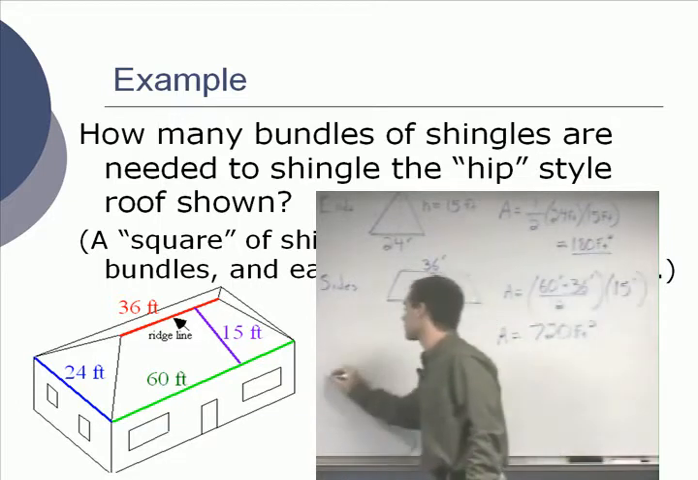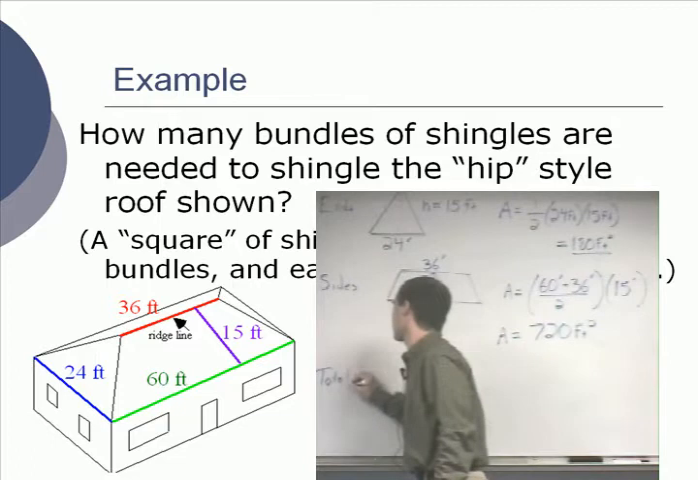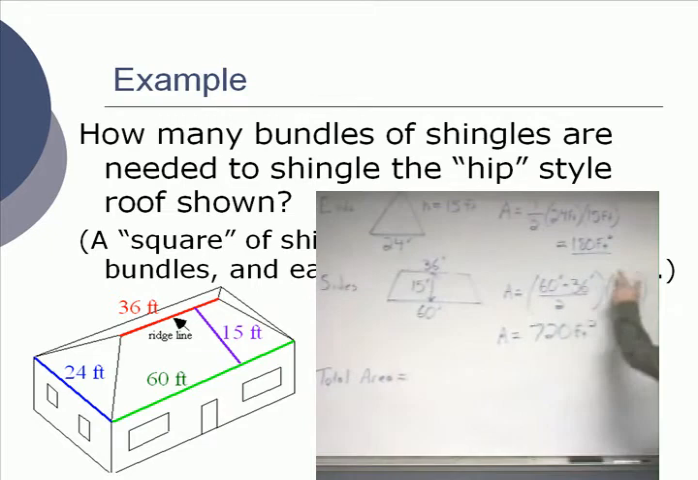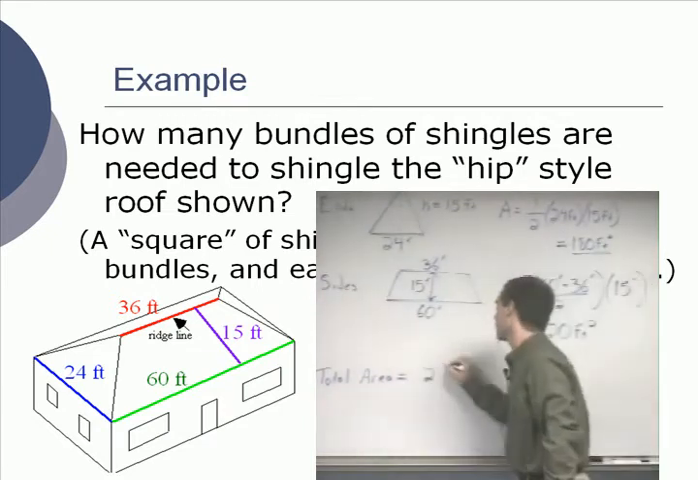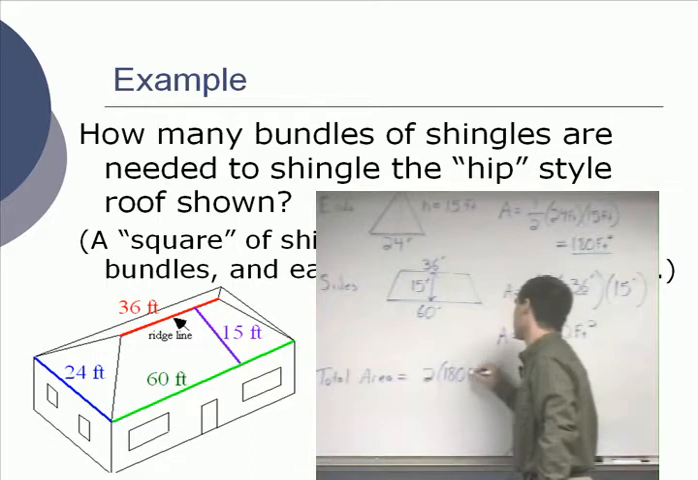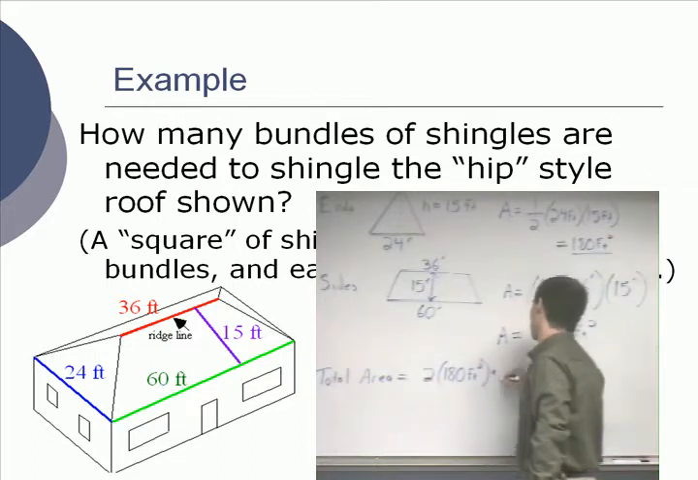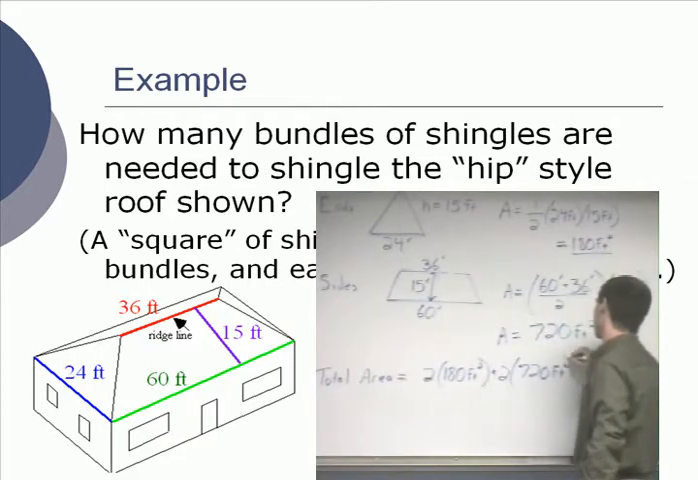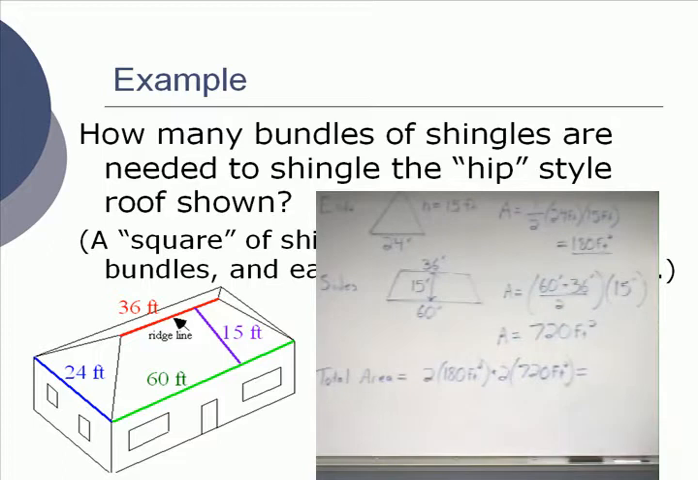So our total area: two ends and 2 sides, so we're going to have 2 times 180 square feet plus 2 times 720 square feet. I think that gives us 1,800 square feet. So we've got to cover up 1,800 square feet of roof area.